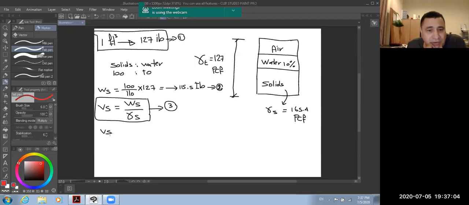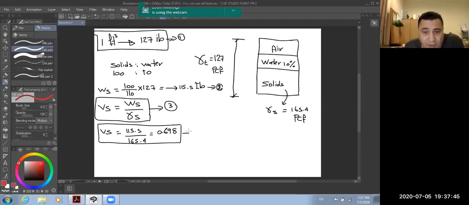The volume of solid is equal to 115.5 divided by 165.4, equal to 0.698. This is the volume of solid. The volume of solid from 1 cubic feet, from 1.